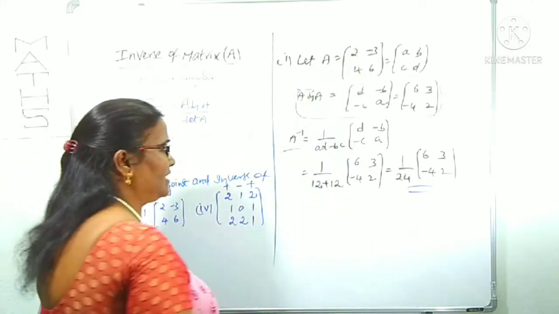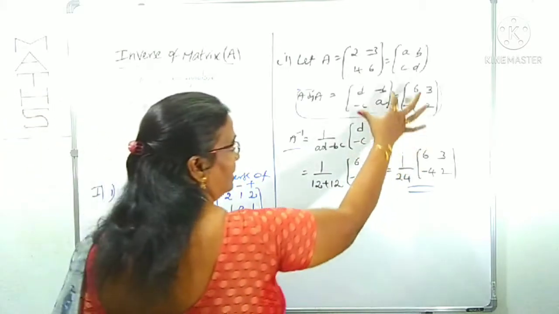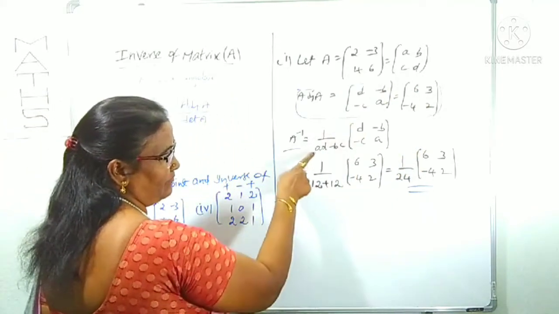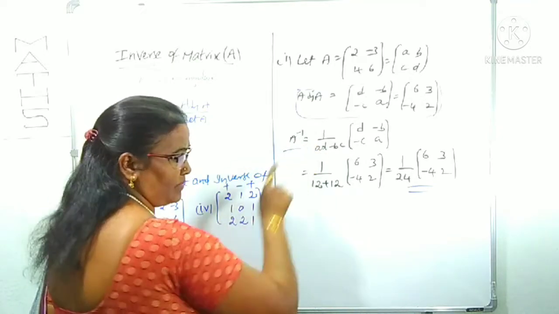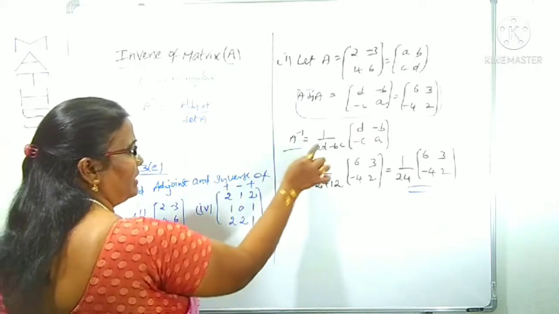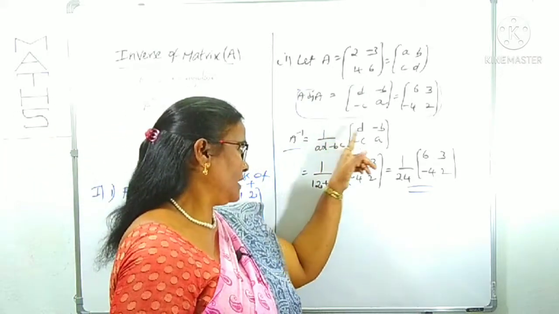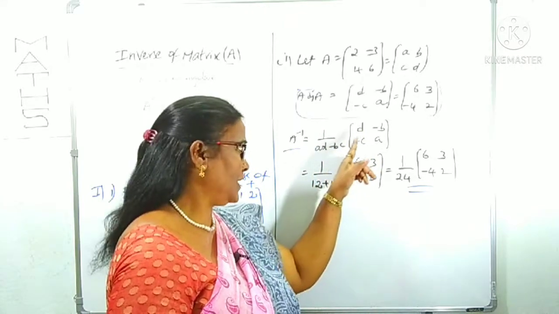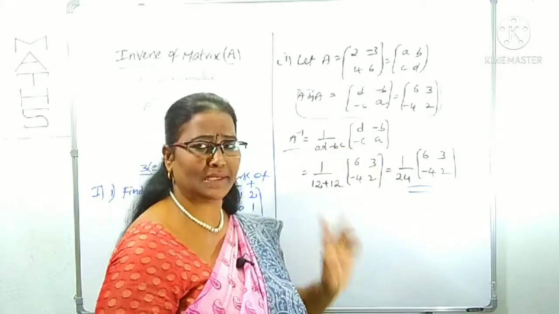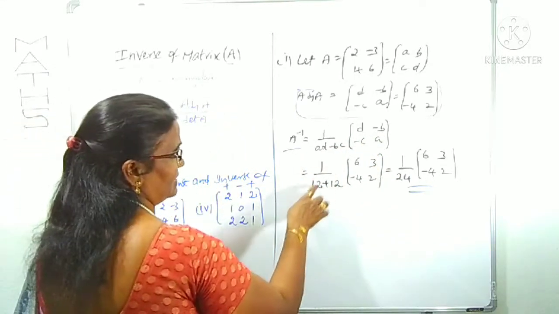Now for the inverse: what is the A inverse formula? Adjoint A by det A. The adjoint formula is already given for 2 by 2, and the det A formula is also given. That is 1 by AD minus BC. The adjoint is D, minus B, minus C, A. That is what I am using here: 1 by AD minus BC.